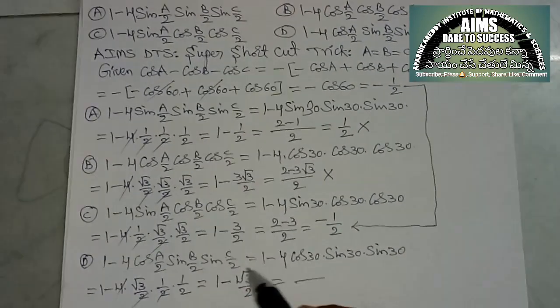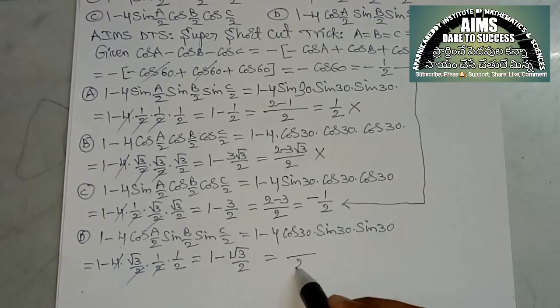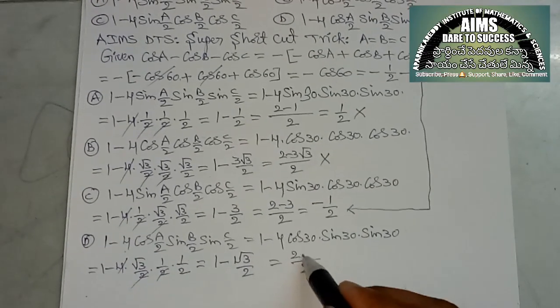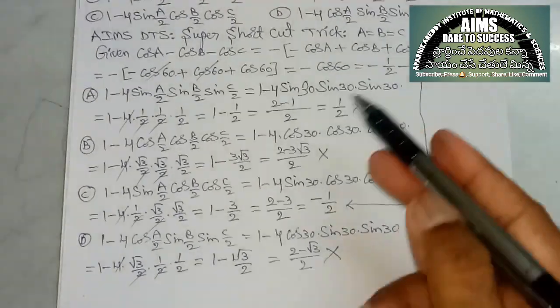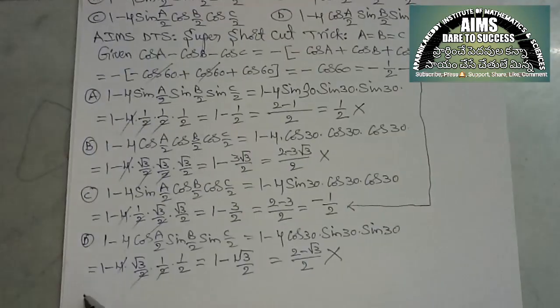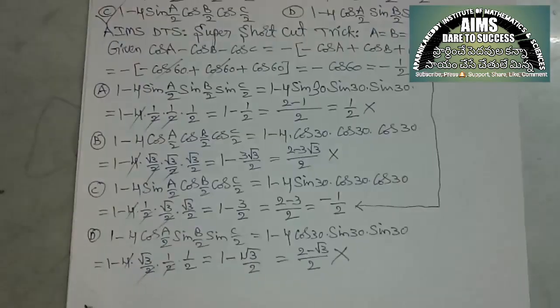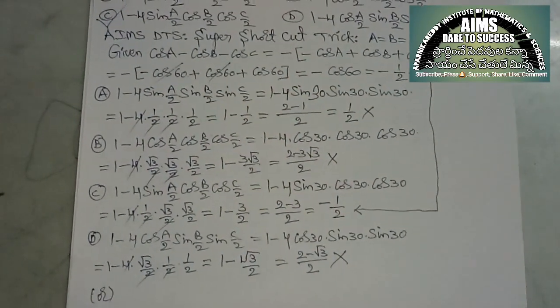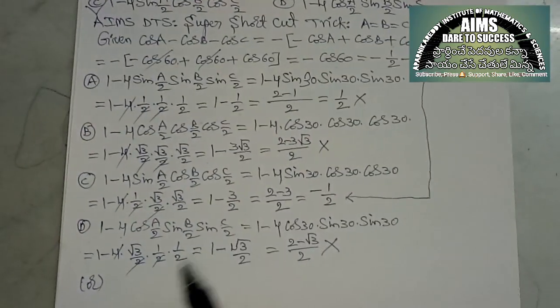Any two values between, if you have either plus or minus, you can take LCM. Here 2 is LCM. 2 into 1, 2 minus root 3. It is not matching. So we got the answer, option C. Option C is the right answer. So I wanted to tell you the logic. By using this concept you will get the answer directly.